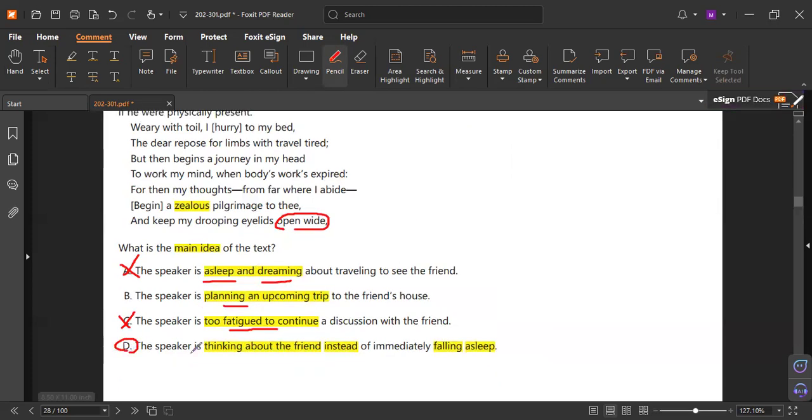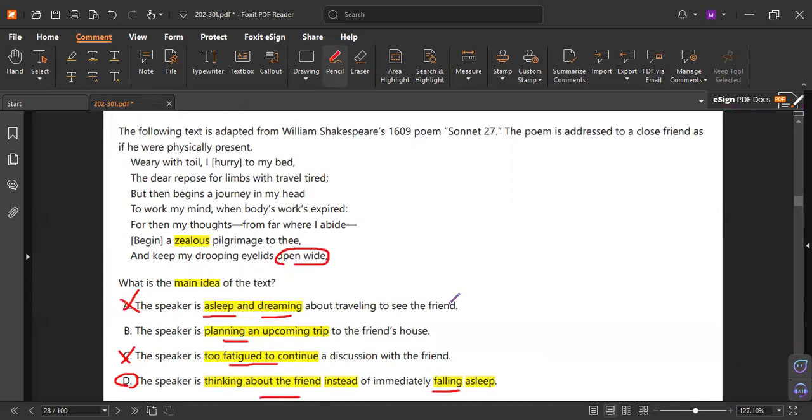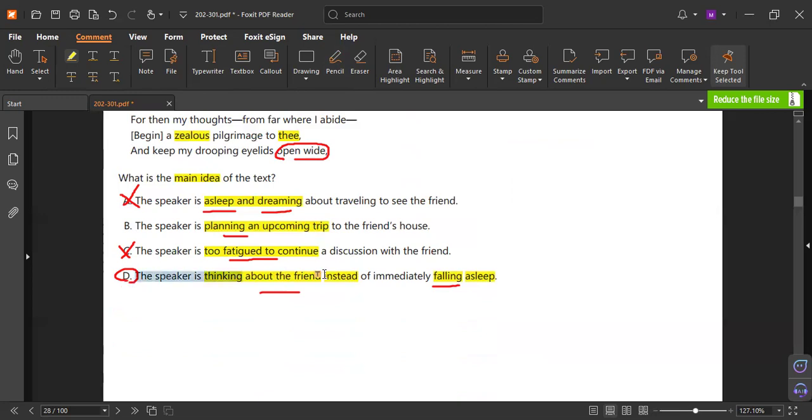But look for letter D. He's thinking about friend instead of falling asleep. Yes. This main idea. You feel that? Yes or no? Yes, sir. And he already gave you an explanation. Is addressed. So he's talking to friend. But when I say here the, that means it you. You feel that? When I have to hurry my bed. So he's talking about two friends. Okay, next one. So this is correct.